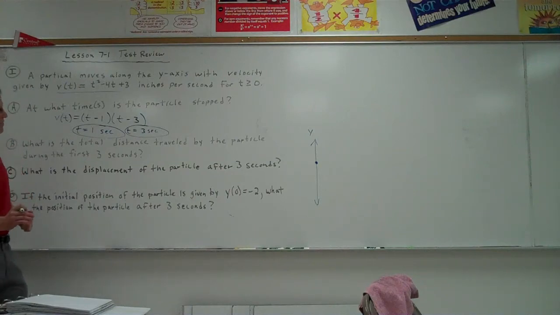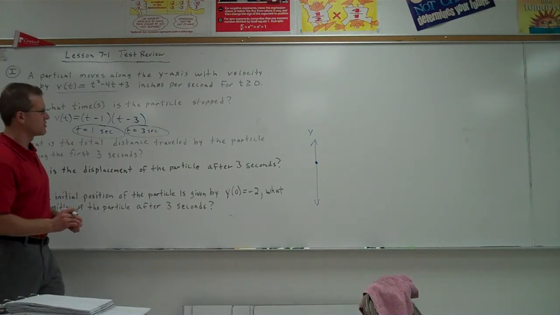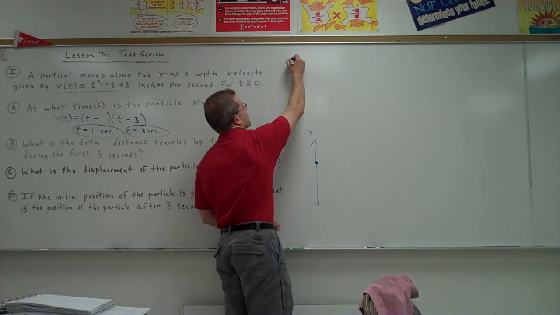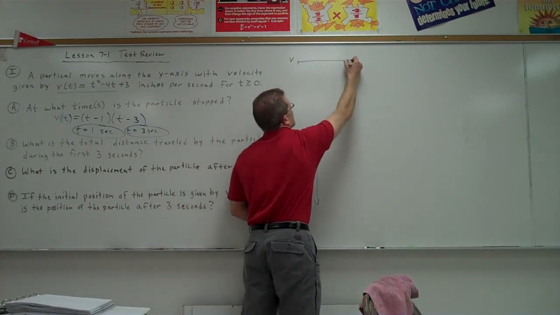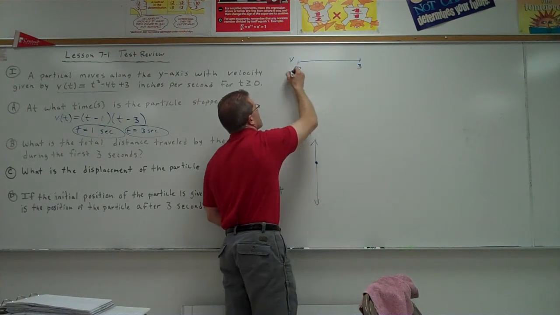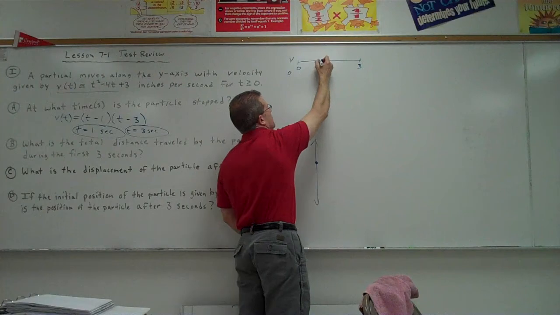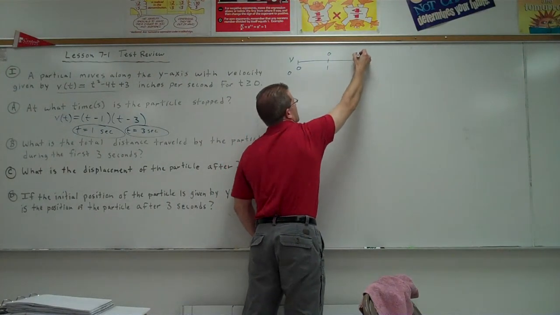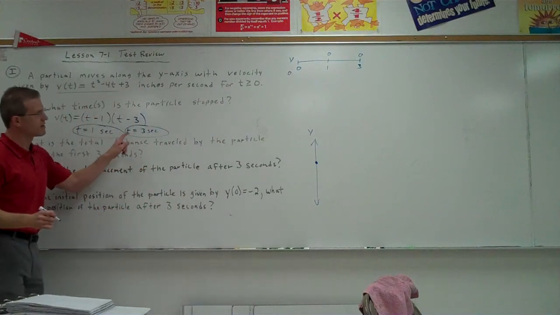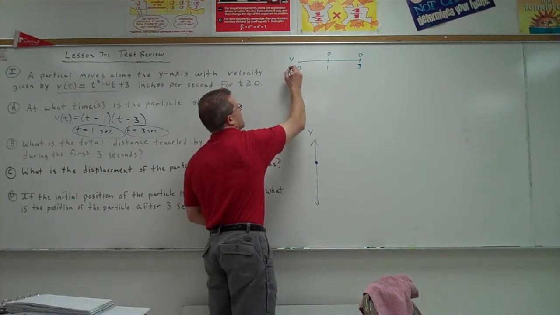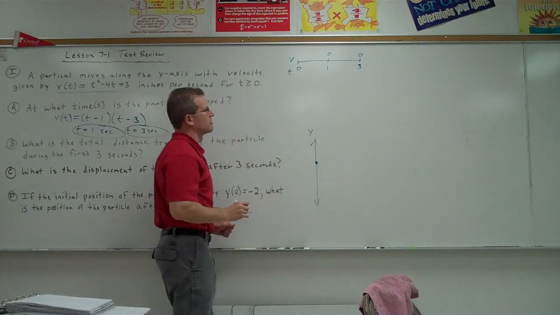So what we need to think about is when's the particle moving up, when's it moving down, and when's it stopped. So I'm going to make a little number line up here for velocity. Going from 0 to, let's say, 3 seconds. And we know at 1 second, the velocity is 0, and at 3 seconds, the velocity is 0. That's what we figured out right here. So these bottom numbers are times. The top numbers are velocities.